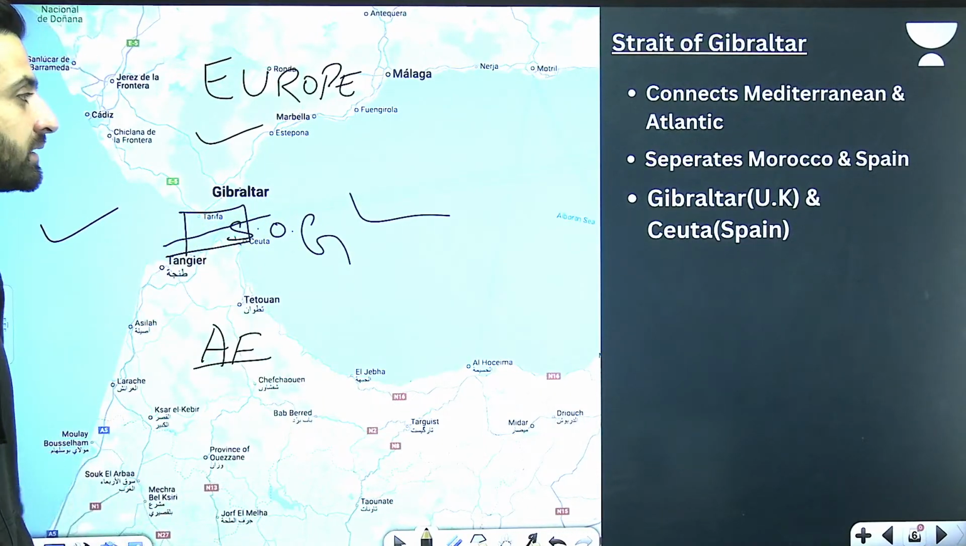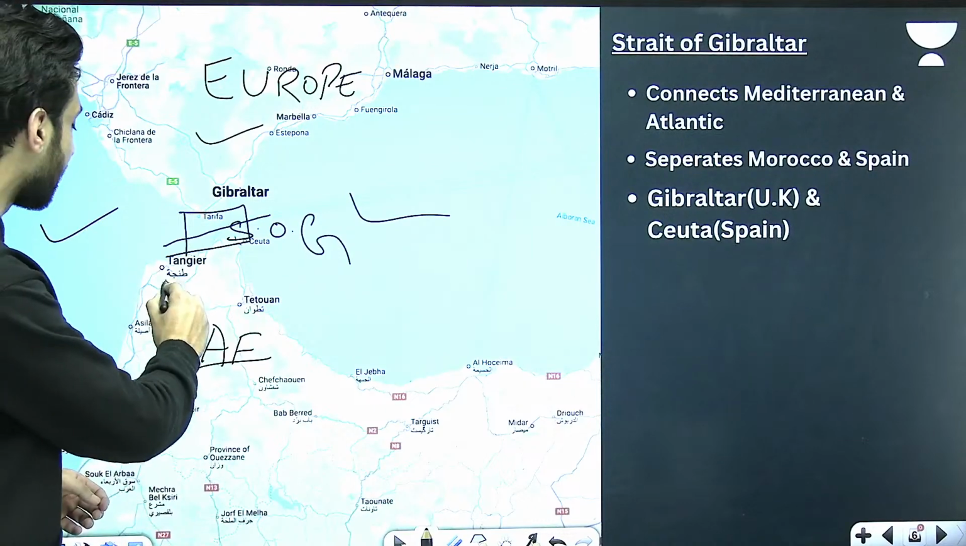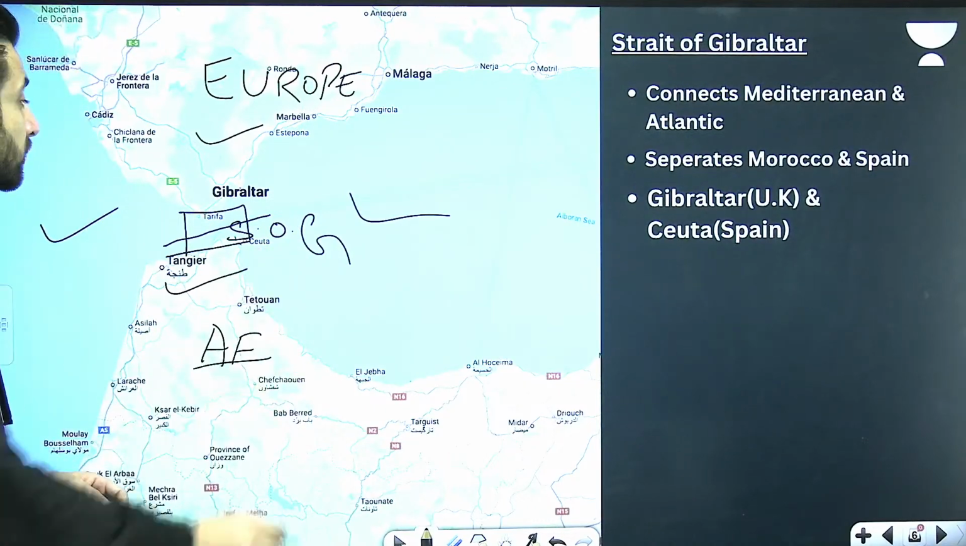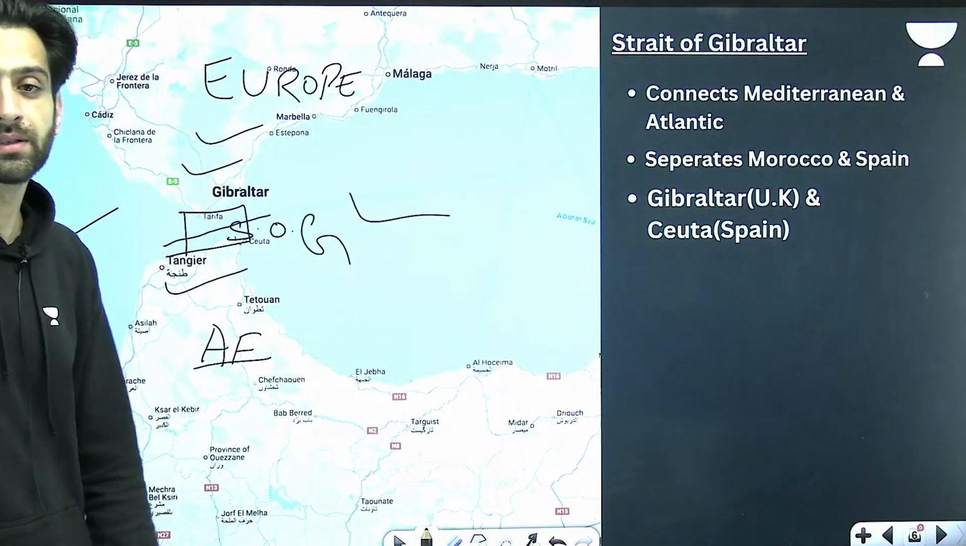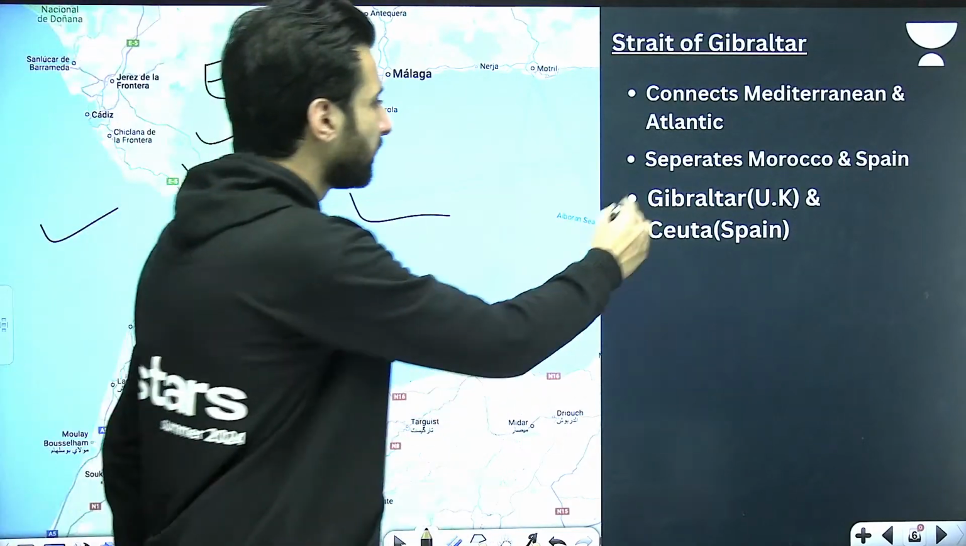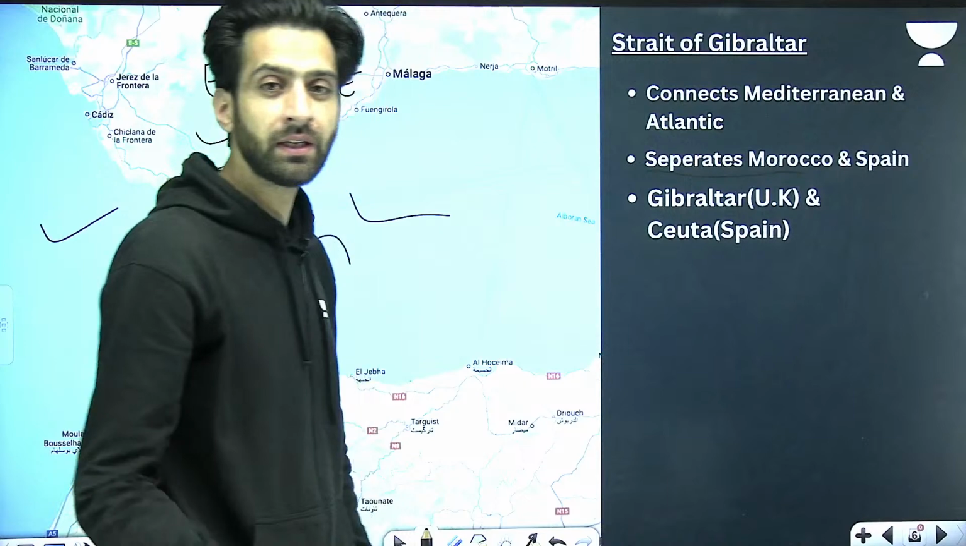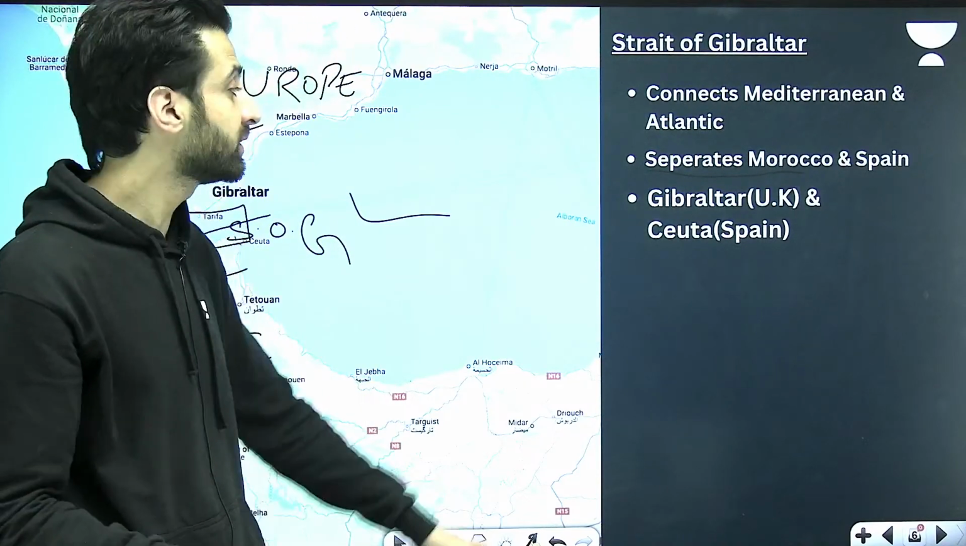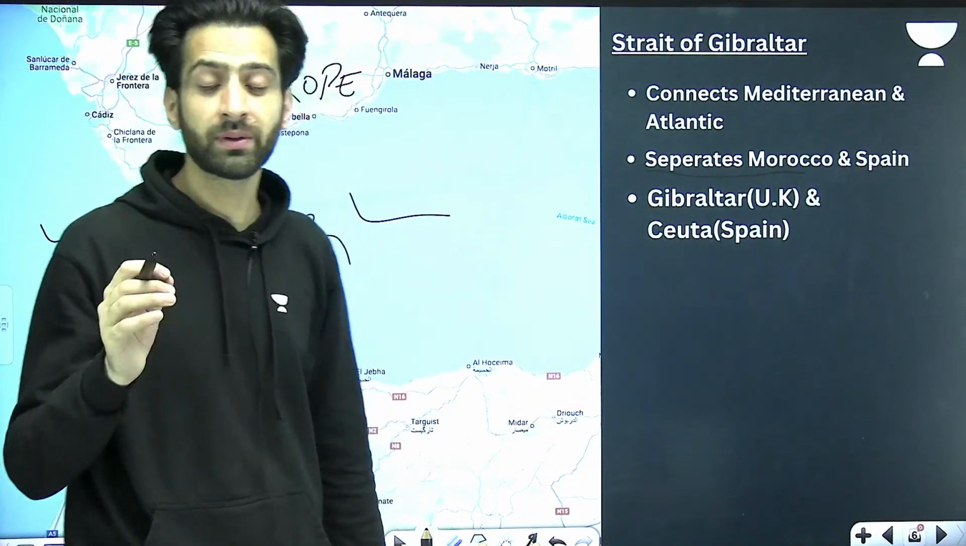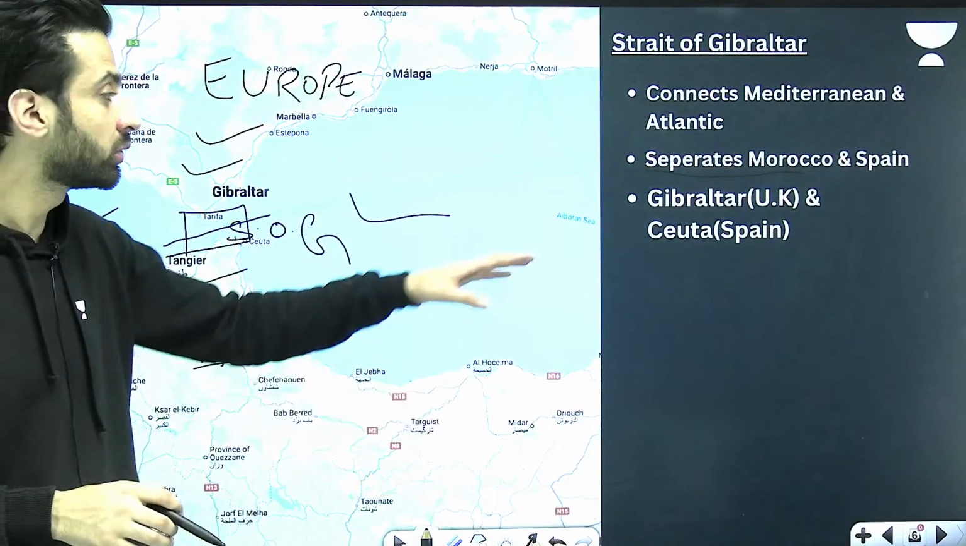To be more precise, if you are asked about the countries, the country that lies here is Morocco, and on the north you will find Spain. Morocco and Spain are being separated. If you are asked about the more precise location, it is Gibraltar and Ceuta. Gibraltar is the territory of the United Kingdom and Ceuta is of Spain.